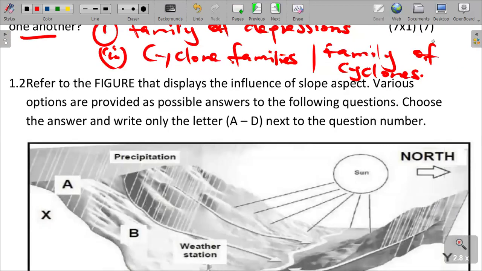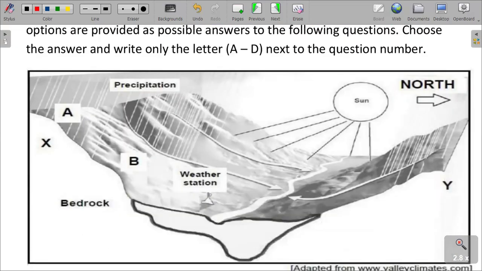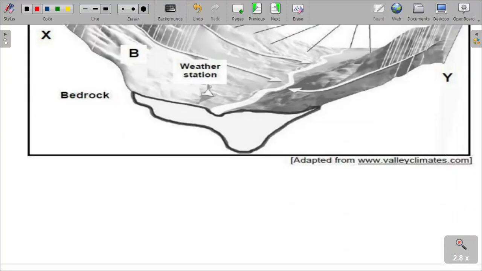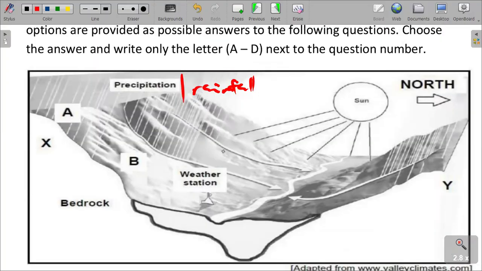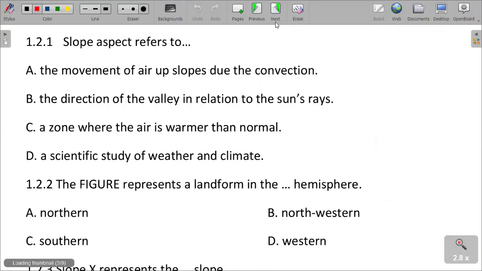And then we are given a figure that shows the effect of slope aspect, the direction to which a slope faces, and options are provided that we should use. We have north facing slopes, the direction of the sun in relation to the slope, the amount of precipitation, which is our rainfall, and a weather station, bedrock, and so forth. So now let us quickly go to the questions and check what the question is saying.